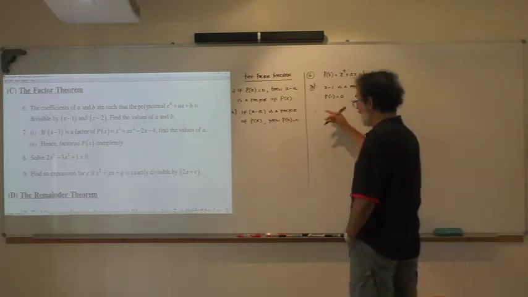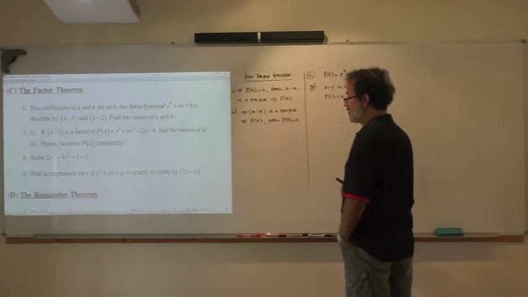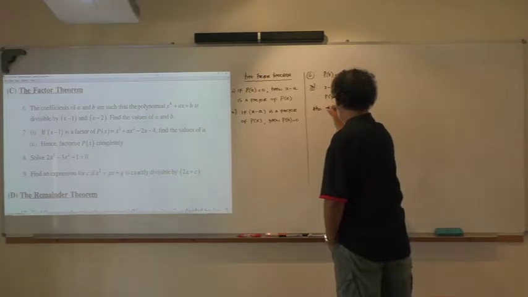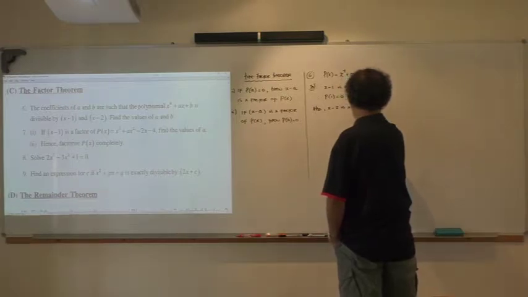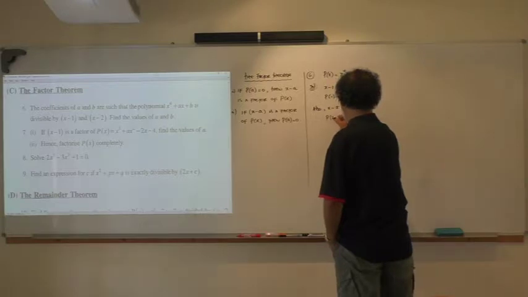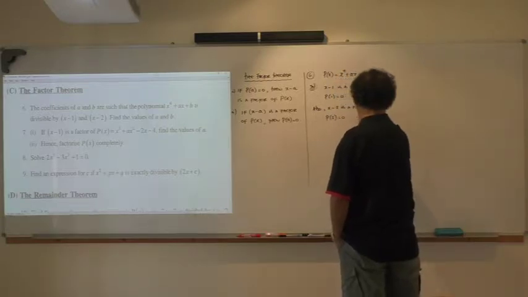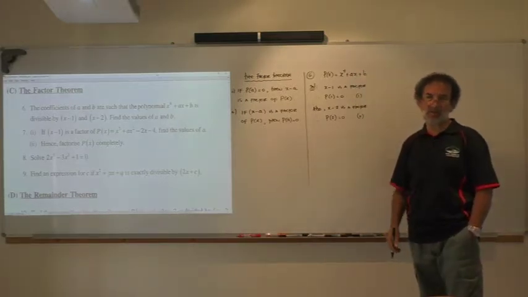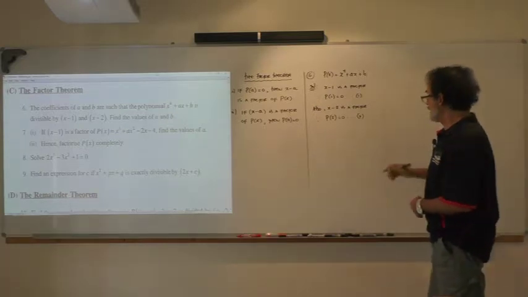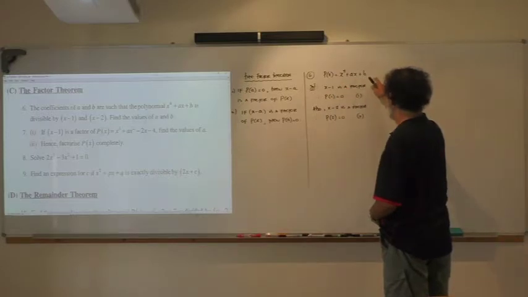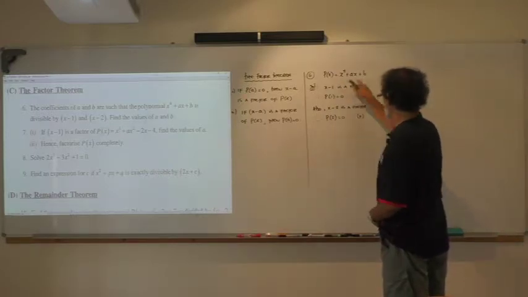And then x minus 2 is another factor. So we're going to say also, x minus 2 is a factor. So therefore, p at 2 is also equal to 0. That will give me the second equation that we need for the simultaneous equation. Now, we're going to substitute this in here, and then substitute this in there.